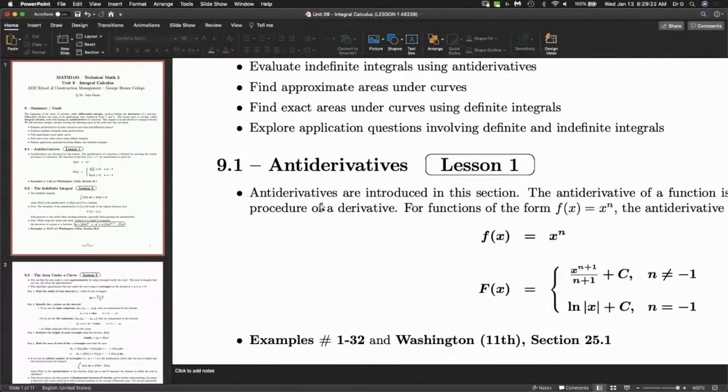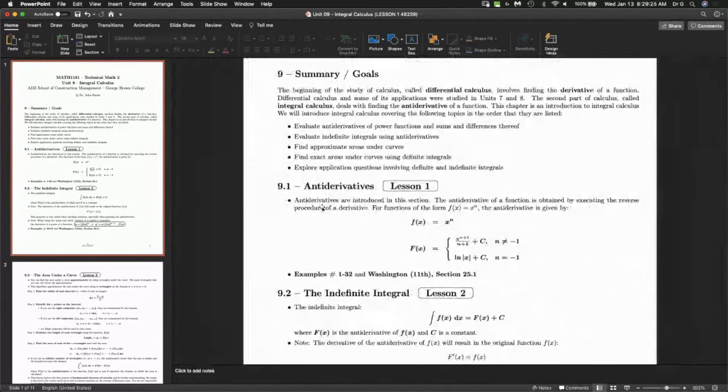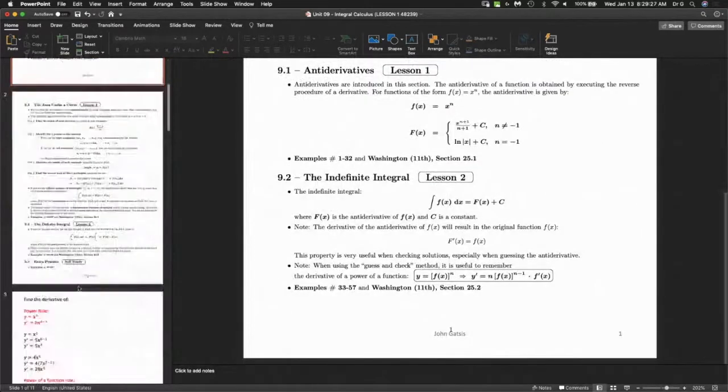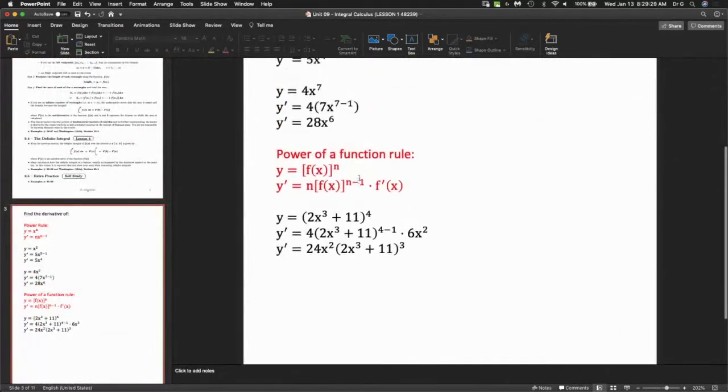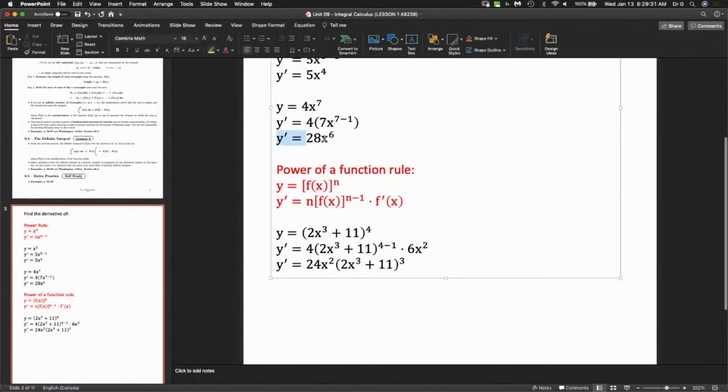So what it is is this. If I go here to this question, let's say I gave you this. Let's say I gave you the thing here, 28x to the 6. And I said to you, find the antiderivative, then the answer would be 4x to the 7. So what we're trying to do here is literally go backwards.